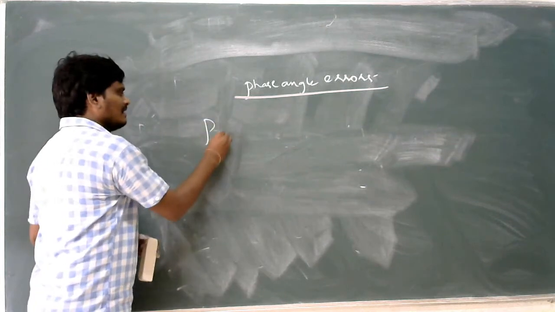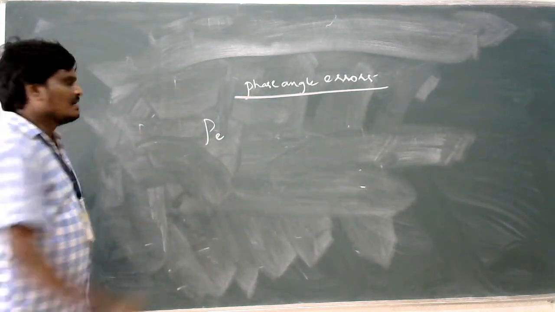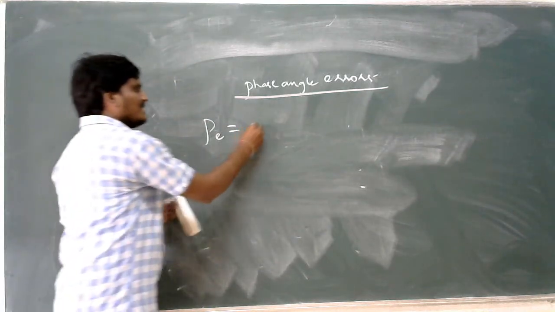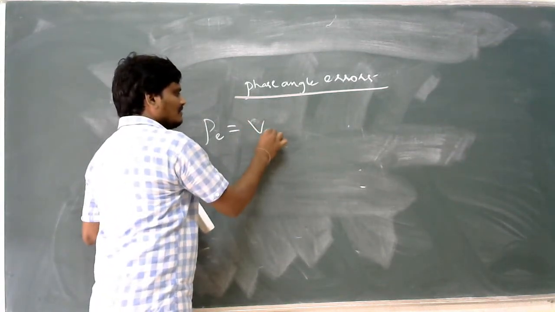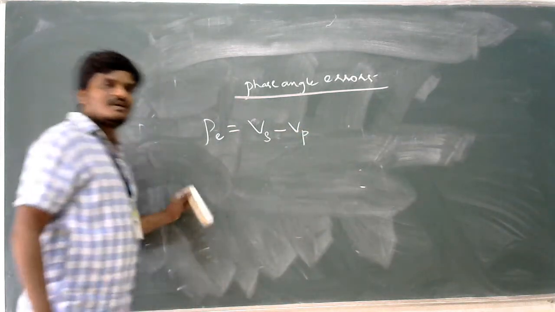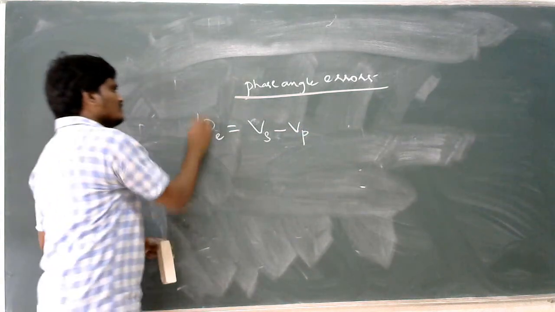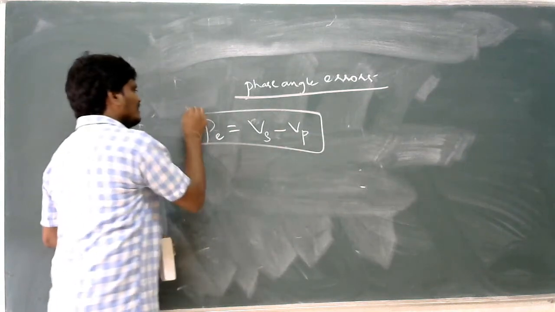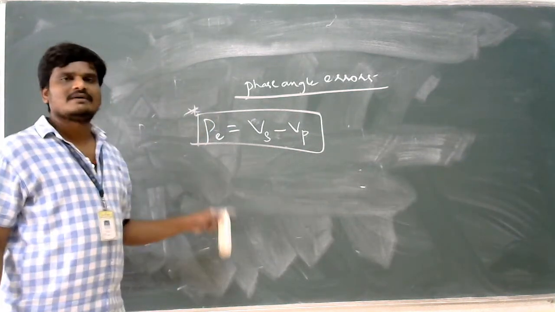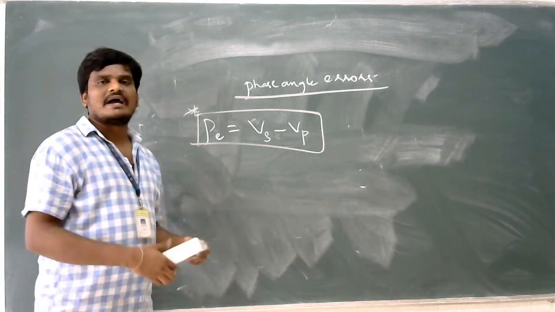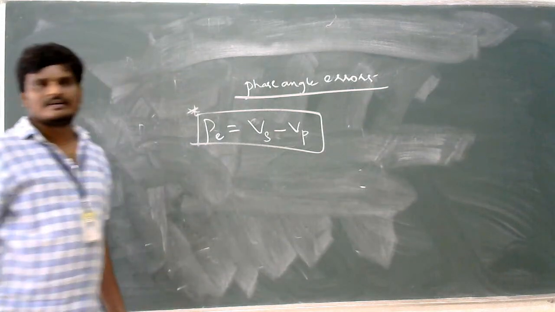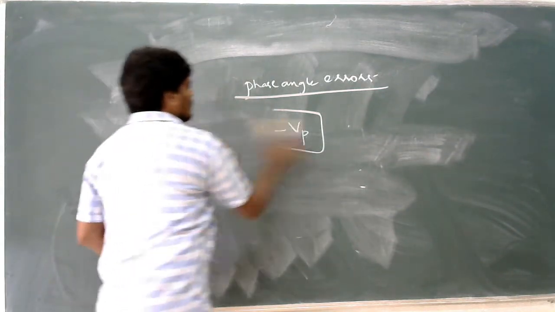Phase angle error, let me say that this is PE. This is represented as the difference between what? Secondary terminal voltage Vs minus primary terminal voltage Vp gives the formula to calculate the phase angle error. It gives the difference between secondary terminal voltage and primary terminal voltage with respect to primary.